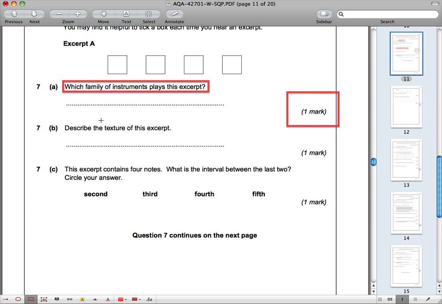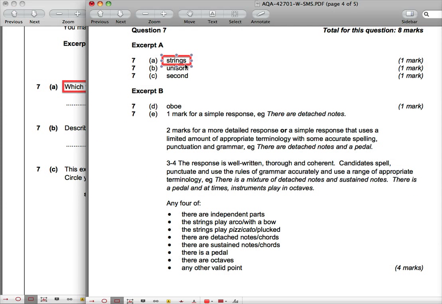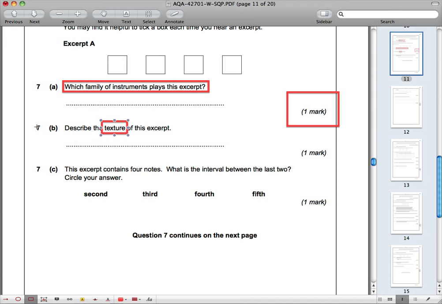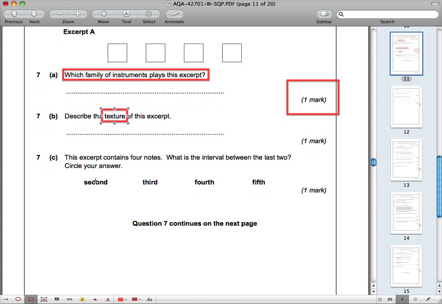Describe the texture of this excerpt. So again we've got our usual 3 words of homophonic, polyphonic, monophonic. And in this example, the answer is actually unison, which means that it's effectively monophonic because all of the instruments playing are playing the same melody but at the same pitch. So if the first violin is playing a C, then so is the second violin, so is the viola, etc. So a unison texture where they're all playing the same notes.